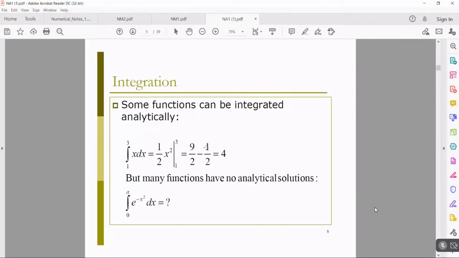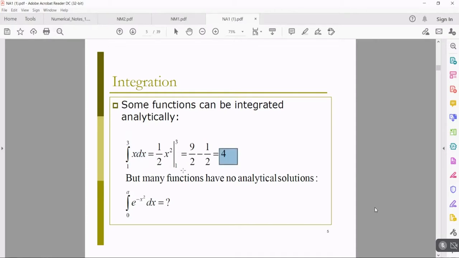Now you can see here in the first integration, the integration of this part is very easy. It is x square by 2, and then you substitute the upper limit and the lower limit. After substituting, you will get the solution 4.